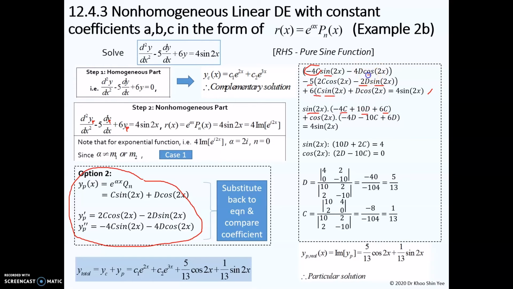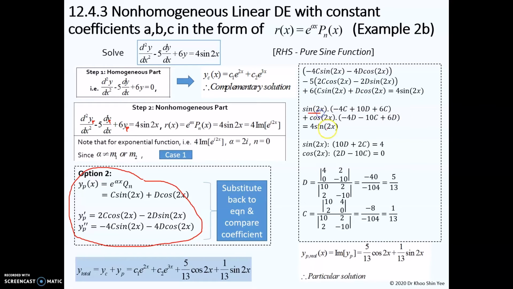So you collect the cos 2x. And this is negative 4d. Negative 2 multiplied with 2c, you obtain negative 10c. Lastly, you have 6 multiplied with d to obtain 6d here.